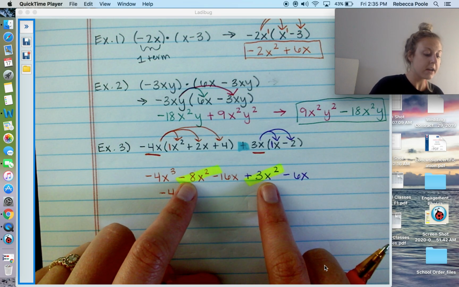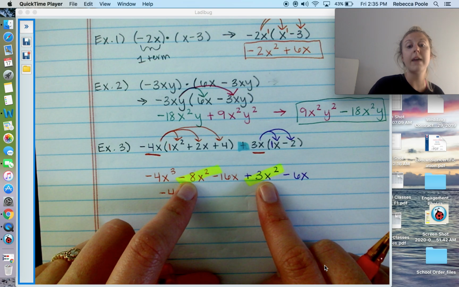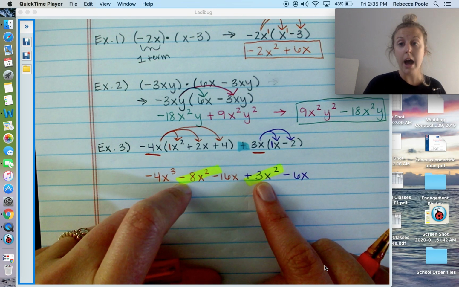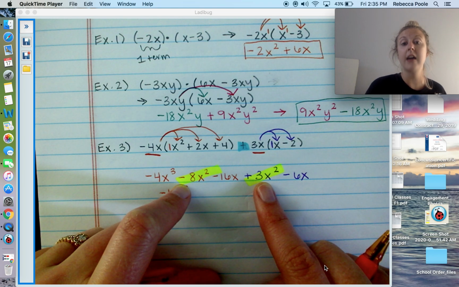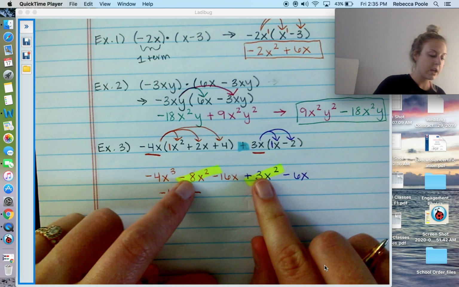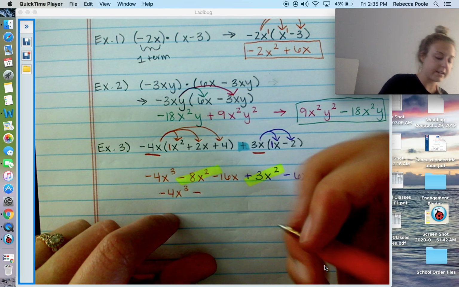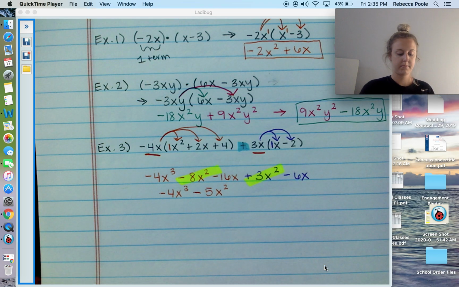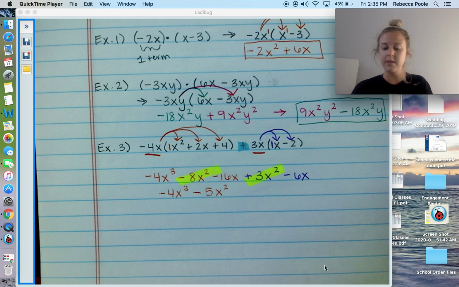And then right here, these can go together. So if we have different signs, negative 8 and positive 3, I'm going to subtract, but keep the sign of the bigger one. So 8 is bigger, so we know it's going to be negative. And then 8 take away 3 is going to be 5x squared. Okay, so that took care of those.